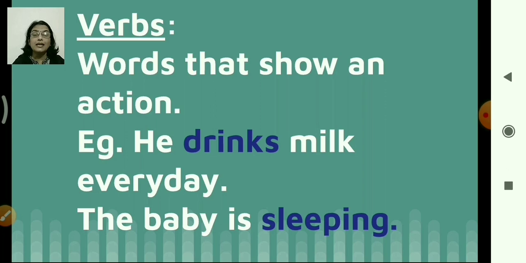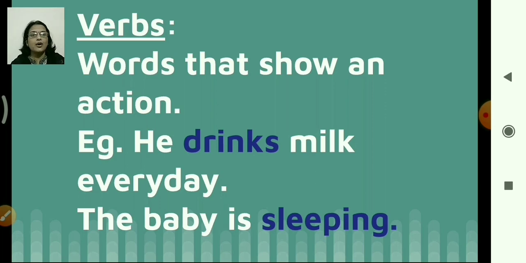For example, he drinks milk every day. The baby is sleeping, right? Some action is going on. He drinks, the action is drinking. The baby is sleeping. So we can say that drinks and sleeping are the verbs, isn't it? So we know what is a verb. Now we are going to learn tenses.